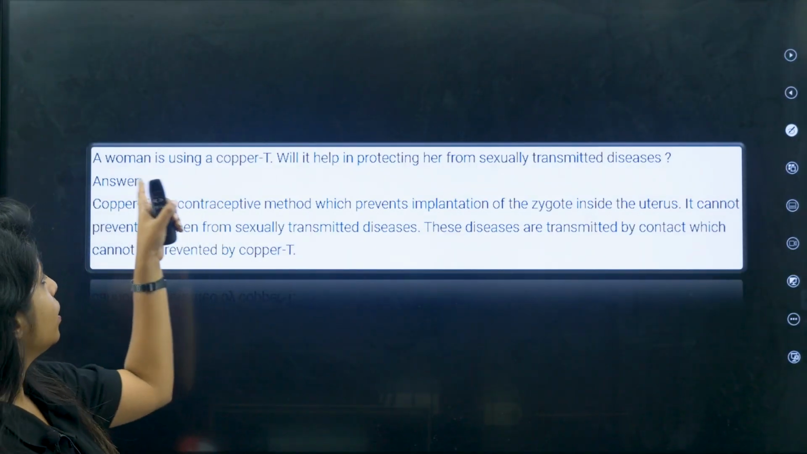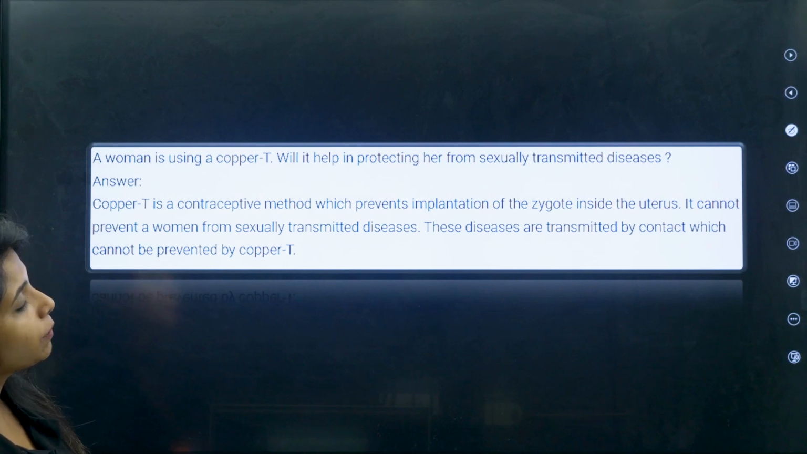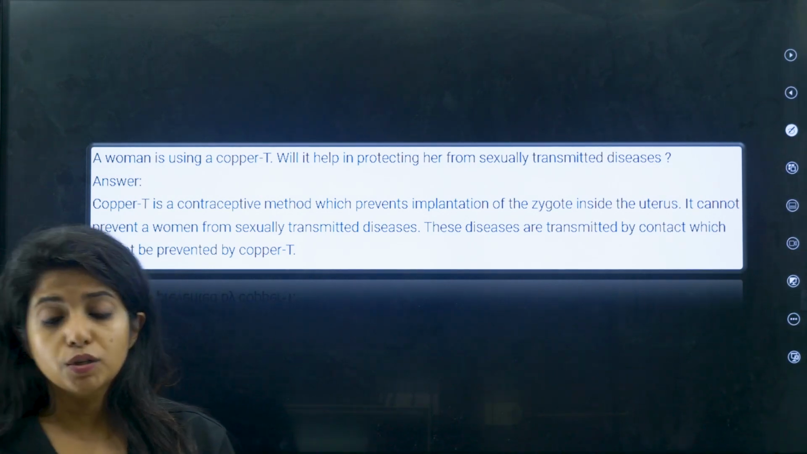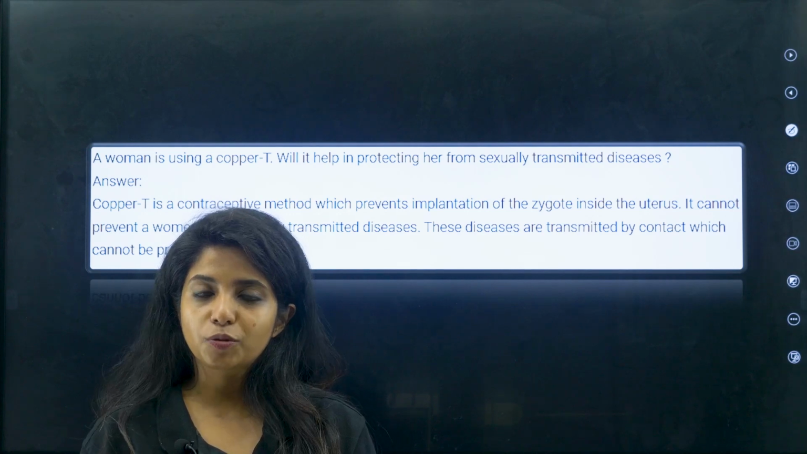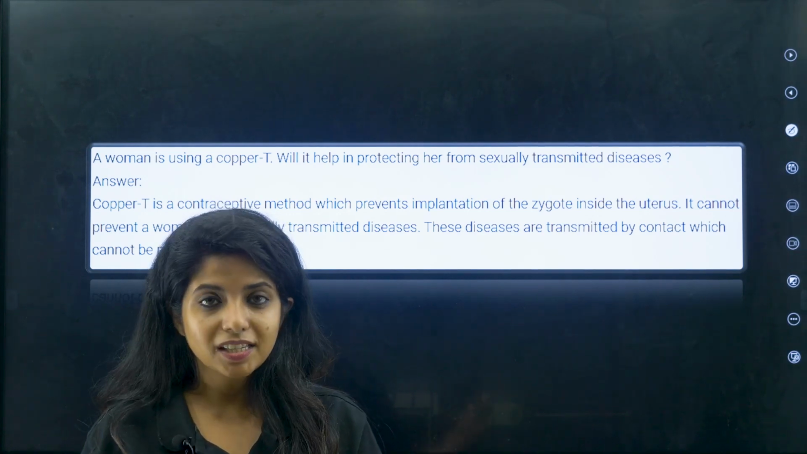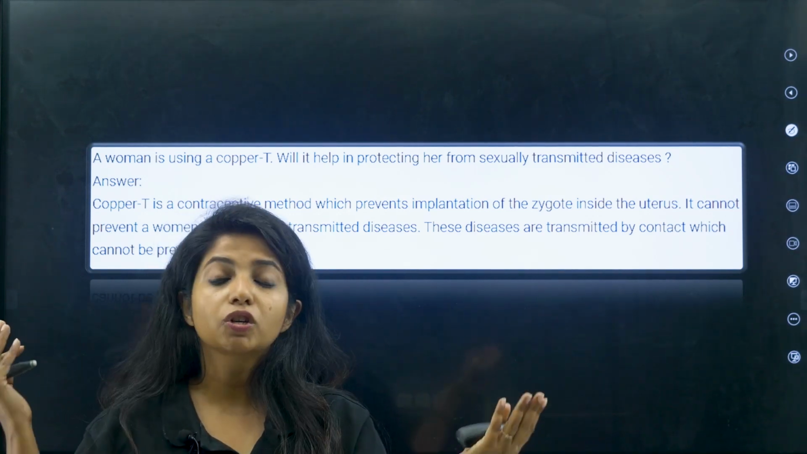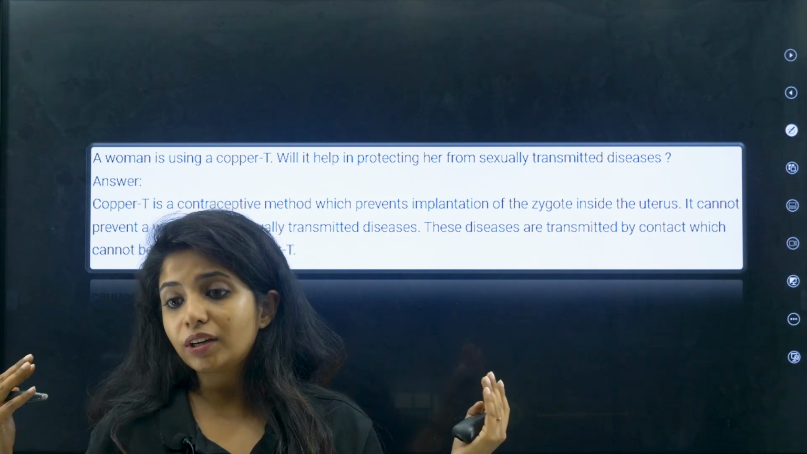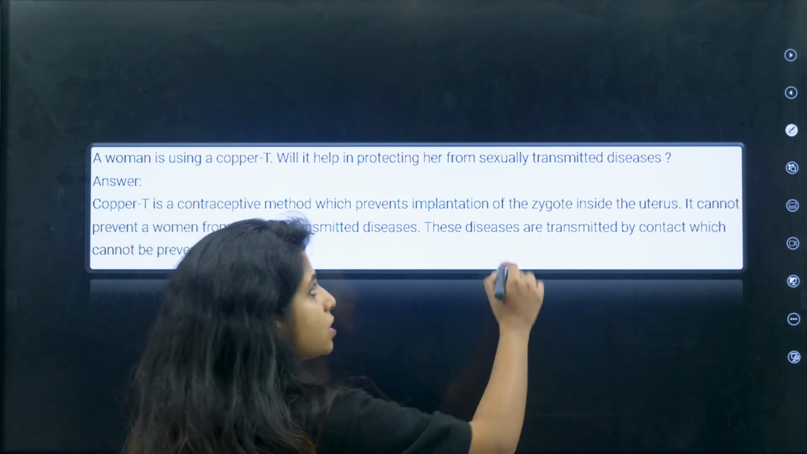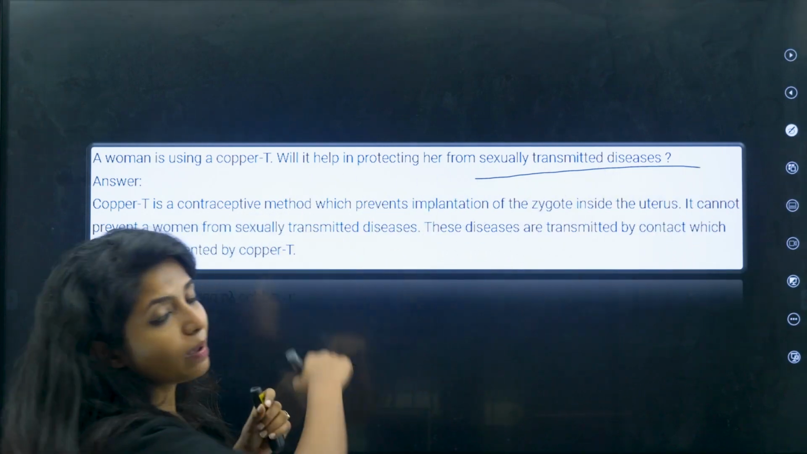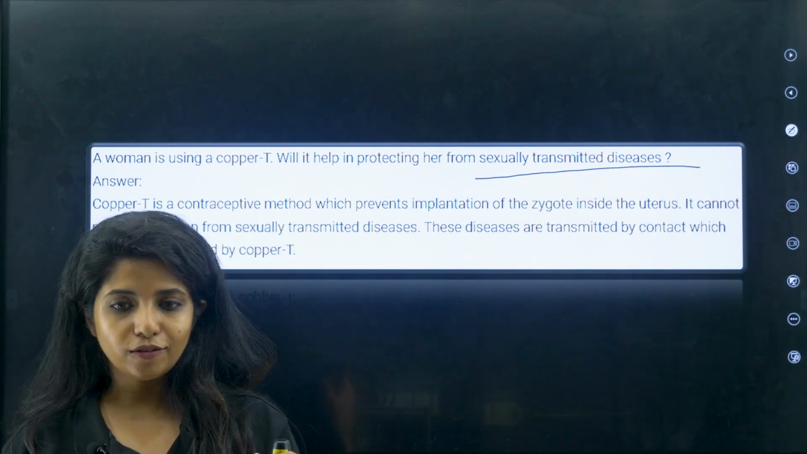Now, a woman is using a copper T. Will it help in protecting her from sexually transmitted diseases? You tell me. The copper T just messes up with the motility of the sperm. The sperm still gets in, right? The fluids also get in. Obviously, can it protect from sexually transmitted diseases? No, because the fluids are still being passed on. If it was a barrier method, then probably things would have been different.